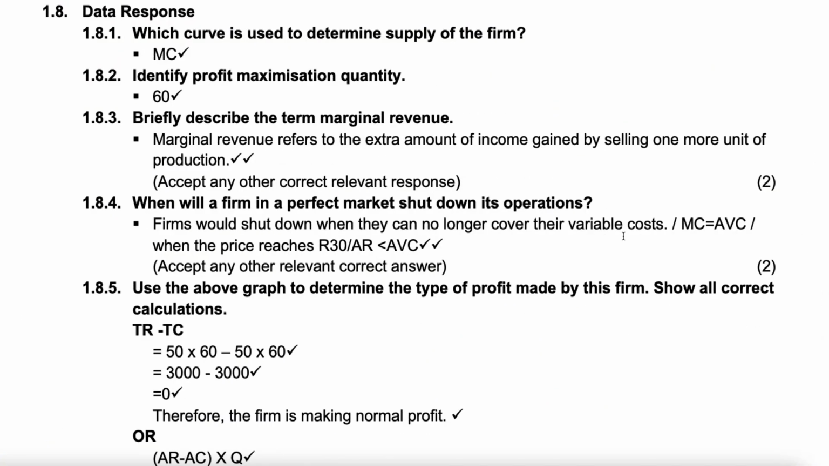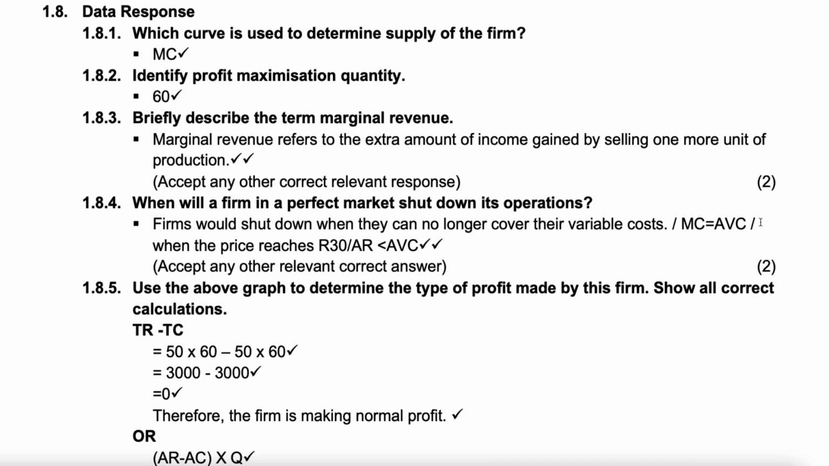Okay, with that said, let's go to the answers. Number 1, which curve is used to determine supply of the firm? That will be MC. Identify the profit maximization point. That will be 60 Rand. And then briefly describe the term marginal revenue. Marginal revenue refers to the extra amount of income gained by selling one more unit of production. That's what I said. I said the money you get for selling an additional unit. Now, when will a firm in a perfect market shut down? Yes, I said it like that.